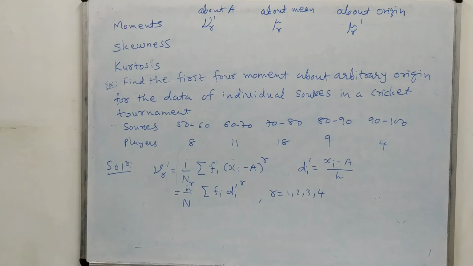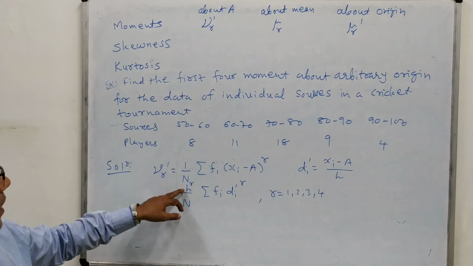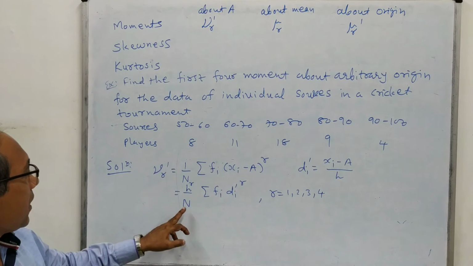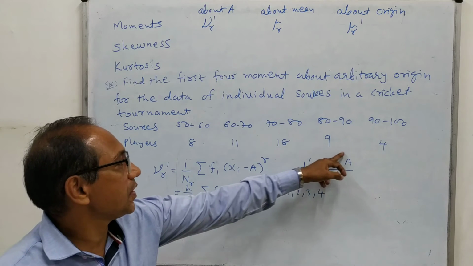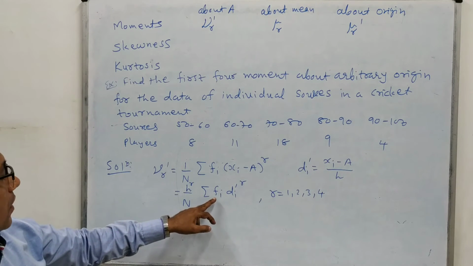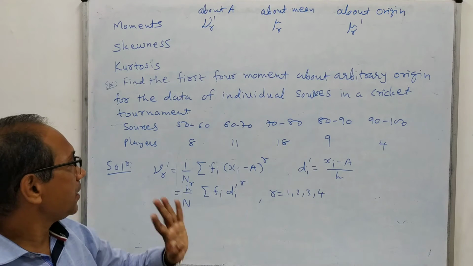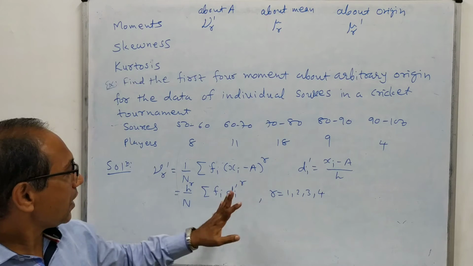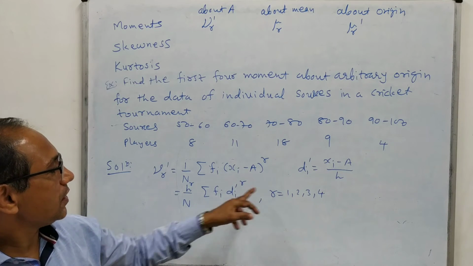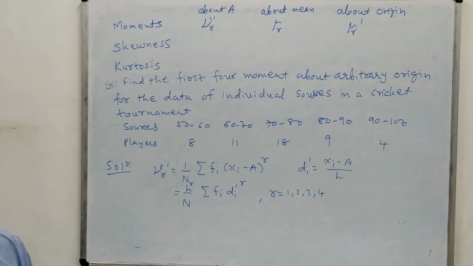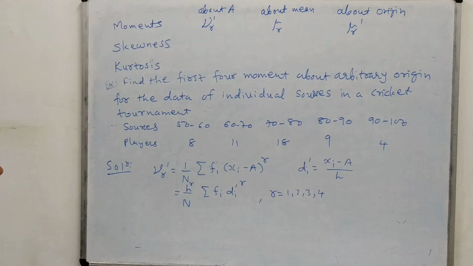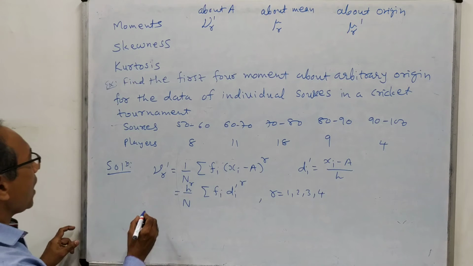So what do we require to find out? Here h. h is nothing but the length of the interval. This is 60 minus 50, 10. In each case it is 10. Capital N, that is the total of frequency. Fi, the values are 8, 11, 18, 9, 4. And di dash. So here we will require di dash raised to 1, 2, 3, 4, with multiplication with fi. So we will have to construct a table.